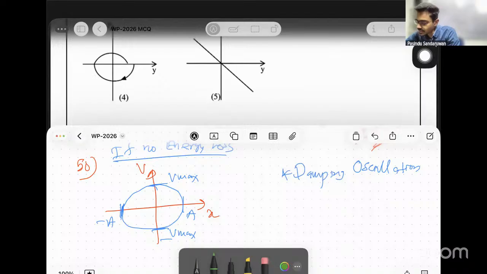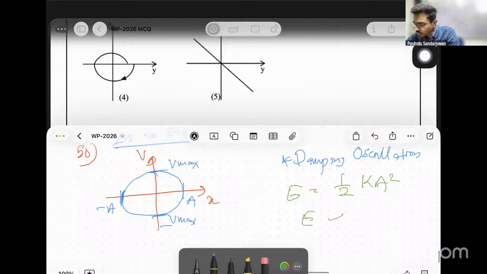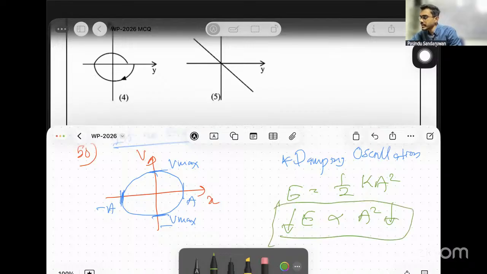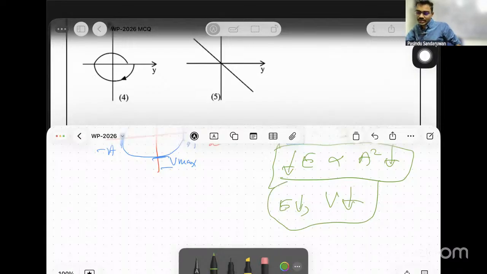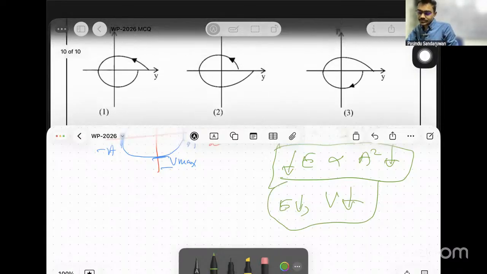Then when it damps, the total energy of a simple harmonic motion is given by half k A squared, which means energy is proportional to A squared. In the damping, when energy decreases, amplitude also decreases. And at the same time, when energy decreases, velocity also decreases. So based on these two, we can select one easily.